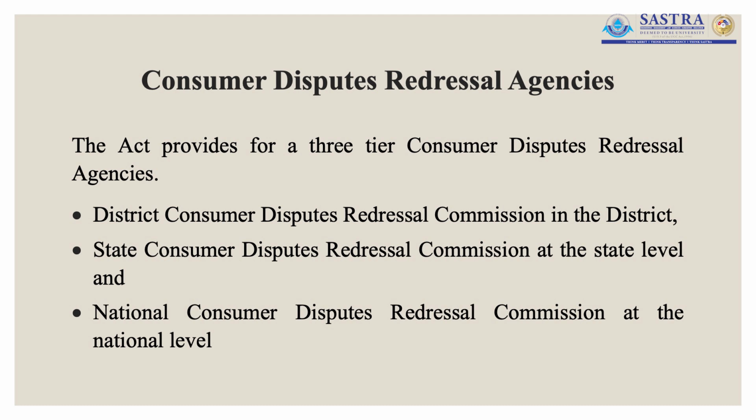Next, let's look at the Consumer Disputes Redressal Agencies. We do have a 3-tier system of Consumer Dispute Redressal Agencies. So we have them at the national level, district level, as well as at the state level. At the district level, we have the District Consumer Dispute Redressal Commission. At the state level, we have the State Consumer Disputes Redressal Commission. And at the national level, we have the National Consumer Disputes Redressal Commission. Let's look at each of these Dispute Redressal Commissions one by one.